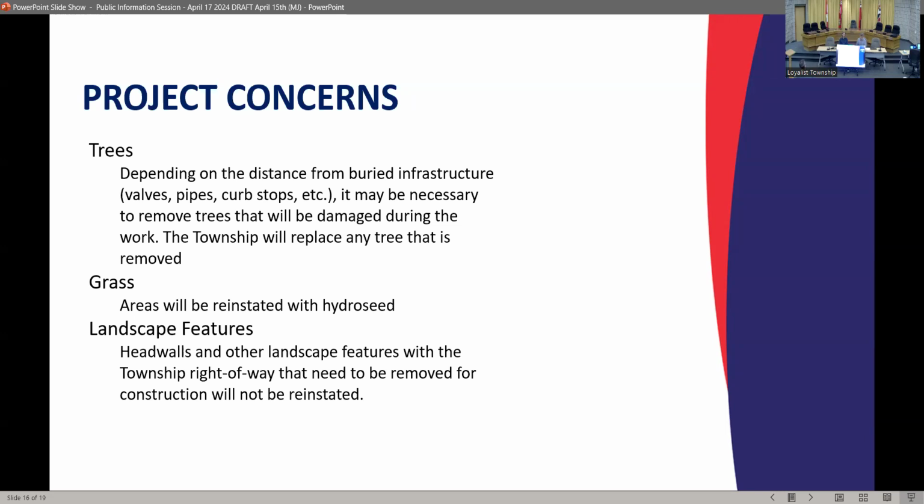Landscape features, head walls and other landscape features within the township right of way that need to be removed for construction will not be reinstated. We can meet and discuss with individual homeowners if you have a particular situation that's unique to your property. And certainly you can move it ahead of construction. But if you do have something like that, definitely bring it to our attention and we can have a conversation about it.